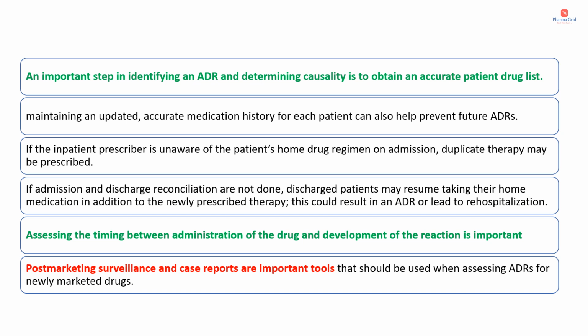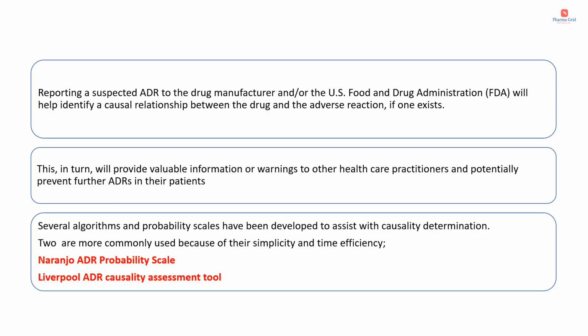Assessing the timing between administration of the drug and the development of the reaction is important. Post-marketing surveillance and case reports are important tools that should be used when assessing ADRs for newly marketed drugs. Reporting a suspected ADR to the drug manufacturer and/or the US FDA, that is the Food and Drug Administration, will help identify a causal relationship between the drug and the adverse reaction, if one exists. This in turn will provide valuable information or warnings to other healthcare practitioners and potentially prevent further ADRs in their patients. Several algorithms and probability scales have been developed to assist with causality determination.